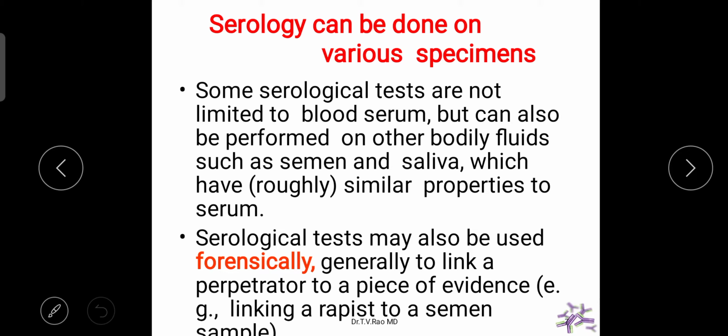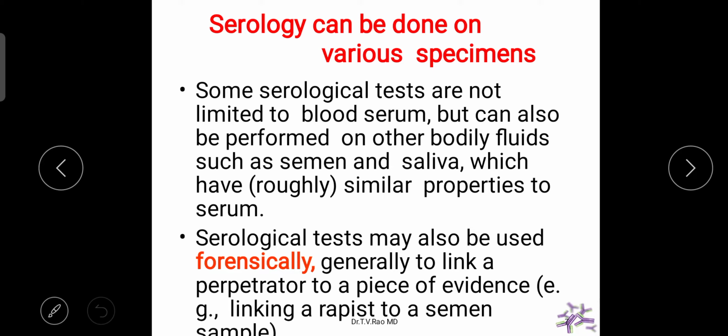The first point is that serological tests can be done on various species. Some serological tests are not limited to blood serum but can also be performed on other bodily fluids such as semen, saliva, which have roughly similar properties to serum. In the definition itself, I said that it is the study of blood serum, but in serological tests, it is not limited only to blood serum. They can test semen or saliva also, because they have similar properties to serum.